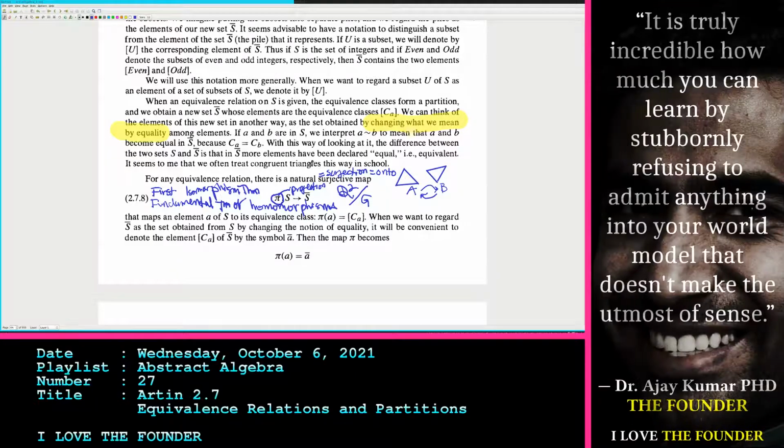When we want to regard S bar as a set obtained from S by changing the notion of equality. Changing the notion of equality! How many times have I said this? Changing the definition of equals.